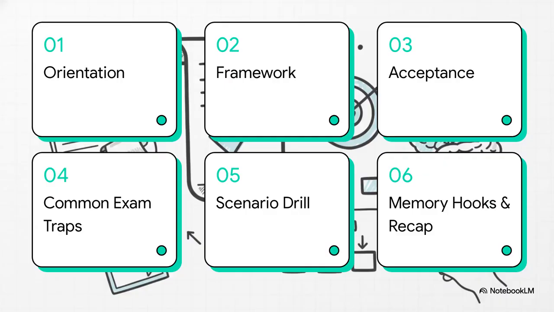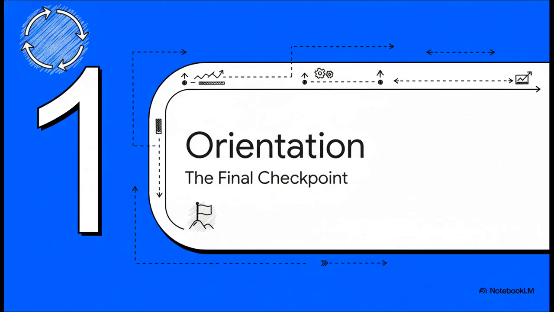So to make sure you absolutely nail this on the exam, we're going to break it down into 6 parts. We'll start with its role as a final checkpoint, then get into the framework, define what done actually looks like, point out those common exam traps, run through some practice scenarios, and wrap it all up with some memory hooks to make it stick.